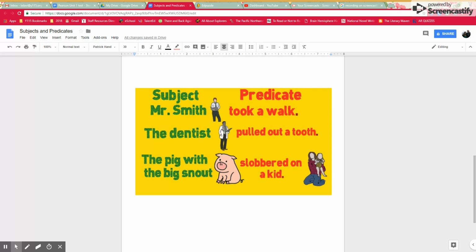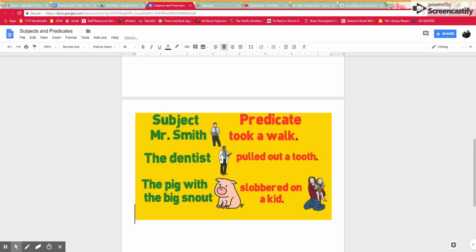Does not sound fun. And then finally, this is the best one. The pig with the big snout slobbered on a kid. Gross. But we're really just focused on subjects and predicates here. The pig with the big snout, he's our subject. What did he do? He slobbered on a kid. Seriously, gross piggy. So these are all, if you've noticed, sentences that end in periods.